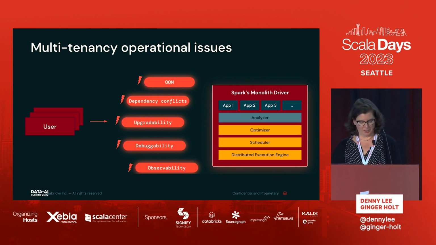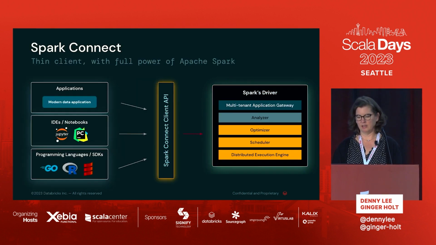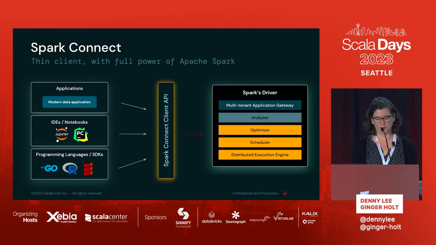And debuggability. Debuggability is oftentimes difficult because you may not have the right security permission to attach to the process. So how do you step through debugging from your IDE? How do you decouple the errors of your client application from the errors of Spark? And there are similar challenges with observability.